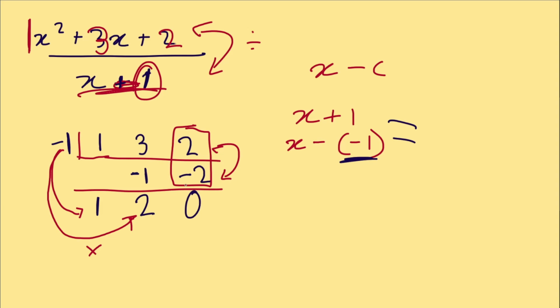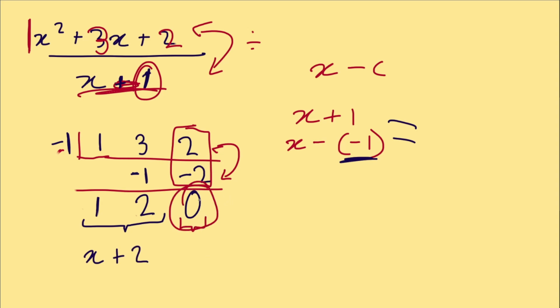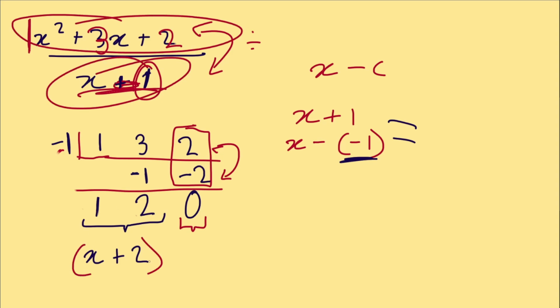Okay, cool, we just did all that. But what does any of this mean? What do these numbers down here mean? Well, this is the quotient. So this is your answer pretty much. Here, this means x + 2. And this number here, in this bottom right corner, is always the remainder. That means there's 0 remainder. So that means this polynomial up here, when you divide it by x + 1, you get x + 2 with no remainder.